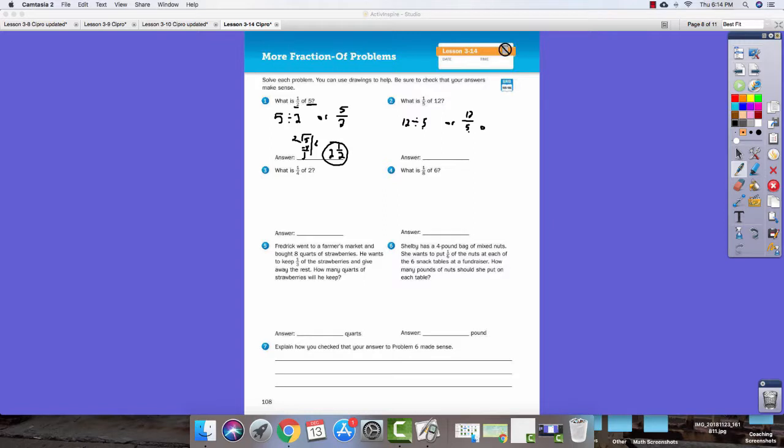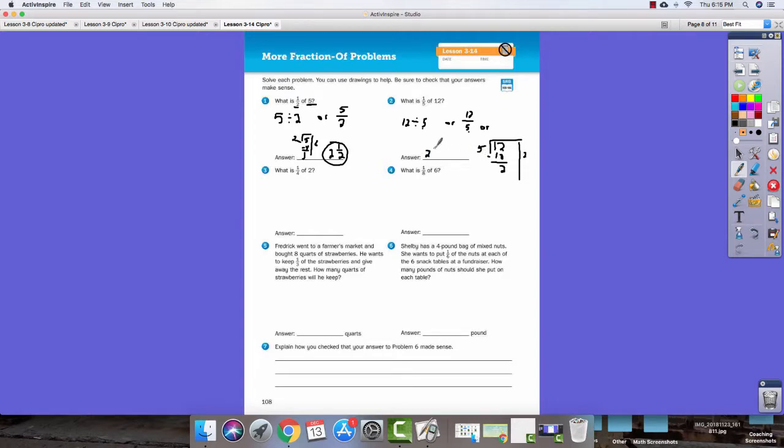So again, if I have 12 fifths here, that's the same as, well, I can set up my division problem. I can think to myself, how many times does 5 go into 12? Well, it can go into at least 2 times. 5 times 2 is 10. Subtract, 12 minus 10 is 2, so I have 2 left. So 2, and I have 2 fifths left over. 2 and 2 fifths. Okay?